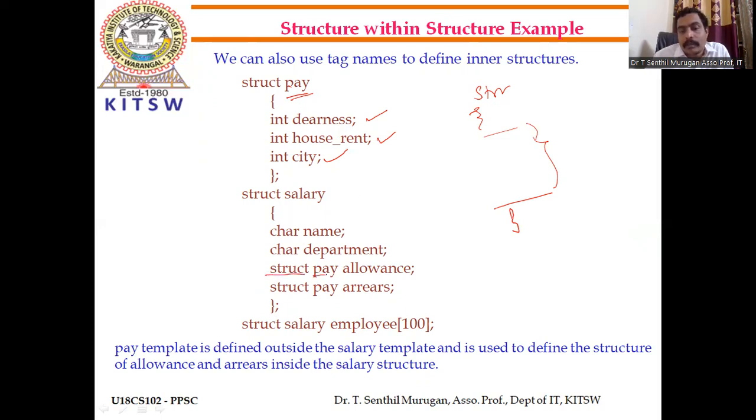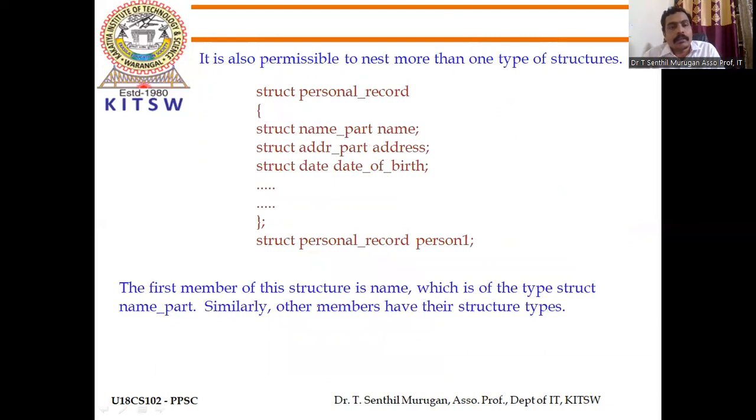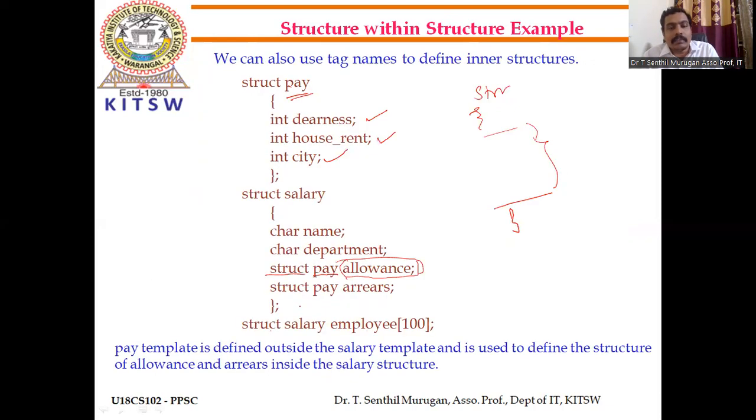Structure name, tag name, then member name, so the variable name. With this variable, how can we access it? If we use struct salary employee[100], 100 employees are created. How can we access it? This is another way to represent it. How can we access it directly? The same method. So employee[0].allowance, employee[0]. For the same employee we have created, the employee name should be there, the employee department will be there.